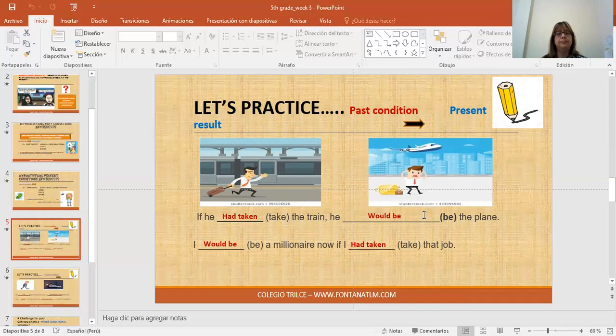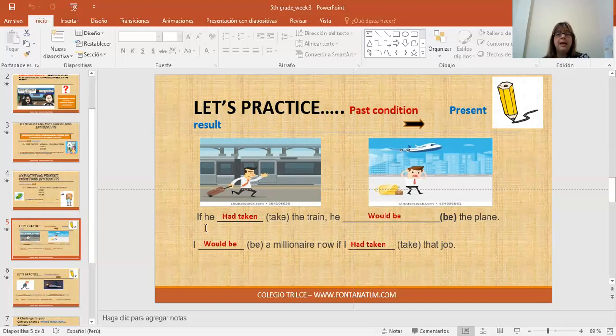Continue. I would be a millionaire now if I had taken that job. Right here, you can switch the clauses. You can have the if at the beginning of the sentence, or you can begin with the other clause. So it depends on you. It depends on what you're going to say, okay?